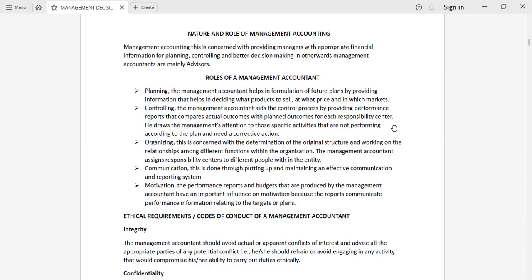So these roles, they are examinable. Sometimes they may ask you to discuss the role of management, the role of management accounting. And sometimes they may ask you the role of a management accountant. They are the same, but the way you phrase them.